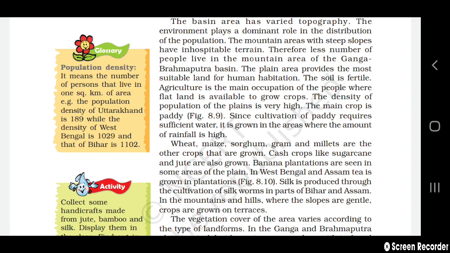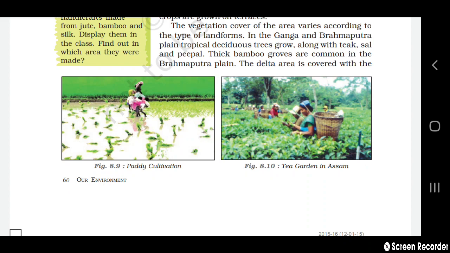Silk is produced through the cultivation of silkworm in Bihar and Assam, and in the mountains and hills where the slopes are gentle, crops are grown in terraces. The vegetation cover of the area varies according to the types of landforms. In the Ganga and Brahmaputra plains, tropical deciduous trees are grown, and along with them teak, sal and peepal are the main trees in this tropical deciduous forest.